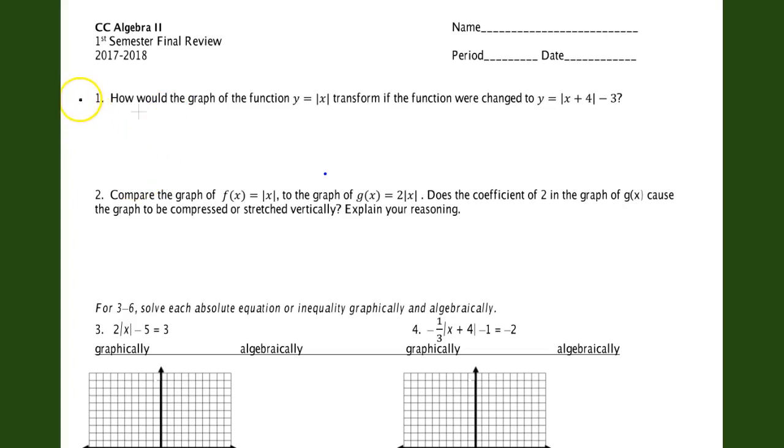Let's get started. How would the graph of the function y equals absolute value of x transform if the function were changed to y equals absolute value of x plus 4 minus 3? So what is the effect of these two values on the outside here to the graph y equals absolute value of x? Okay. Now, what you've learned throughout the whole semester with transformations is that it does not matter what the actual function is. So if this was x plus 4 to the second power and minus 3, the answer would still be the same.